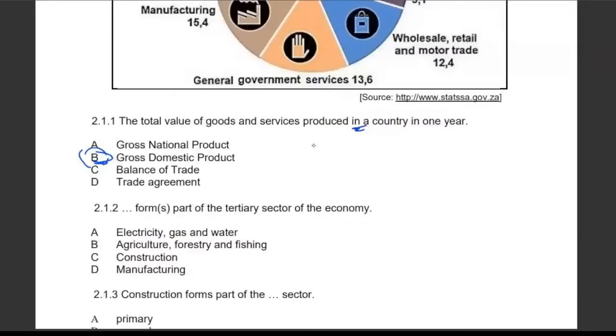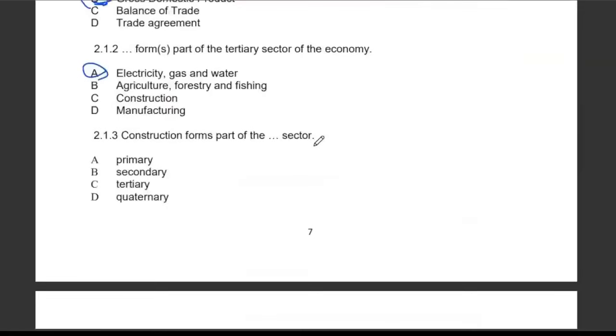The next question is saying 2.1.2. Dash forms part of the tertiary sector of the economy. Tertiary sector, we know that it's a service sector. So which one is a service provision? Electricity, gas, and water. This is correct. Agriculture, forestry, this is primary. Construction is secondary. Manufacturing is secondary. So the correct one is electricity, gas, and water.